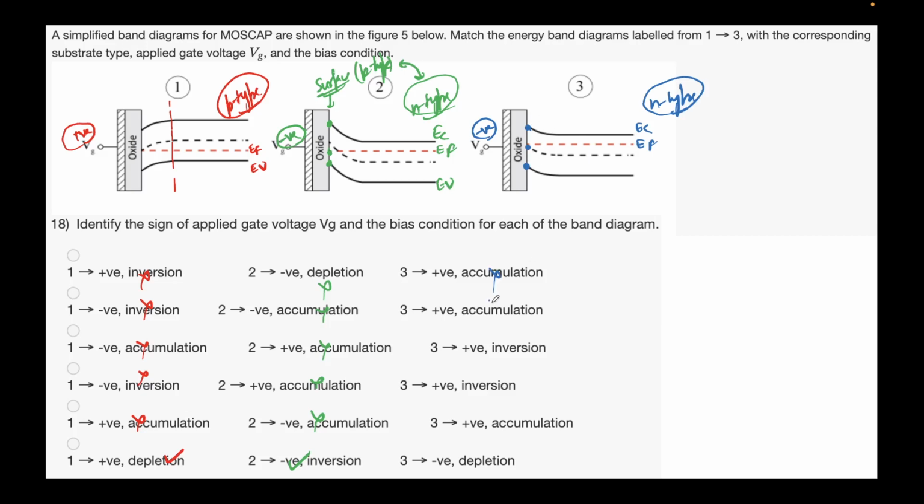So all of these options are wrong. And you are still in depletion because EF has not dipped below EI at the surface. You're still in depletion, not in inversion. This is the correct option. And finally, the last option will be the correct one.